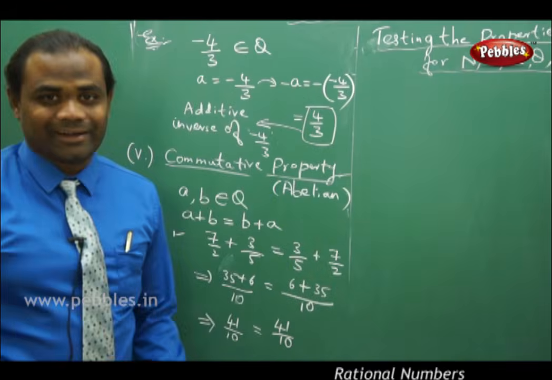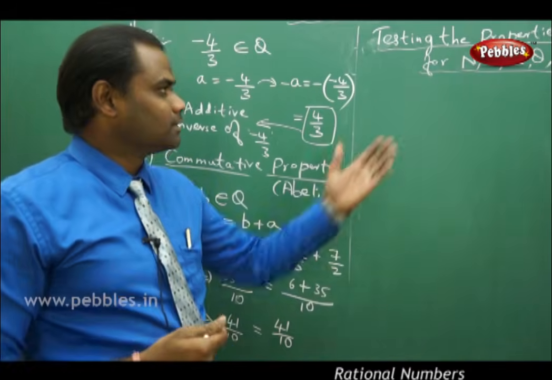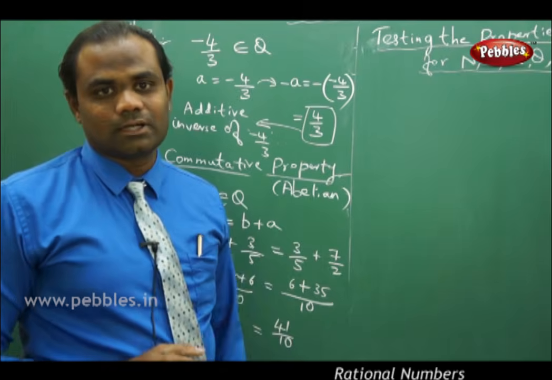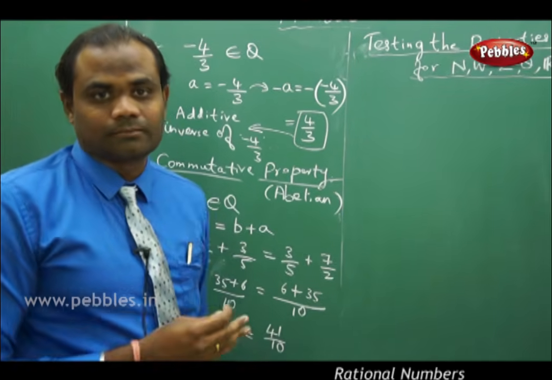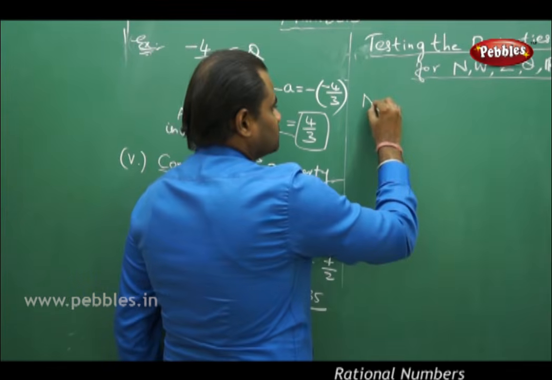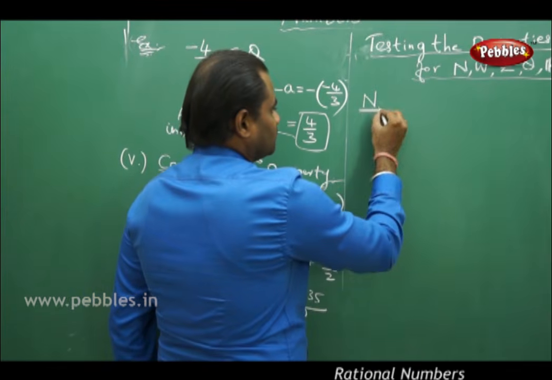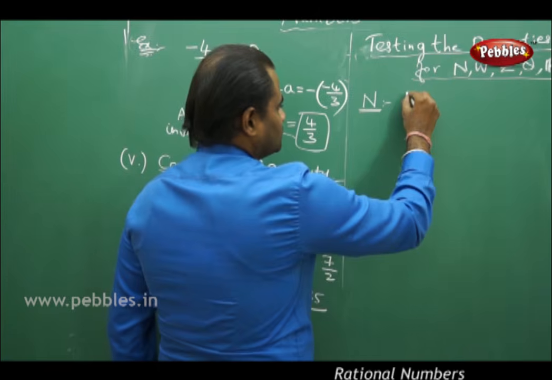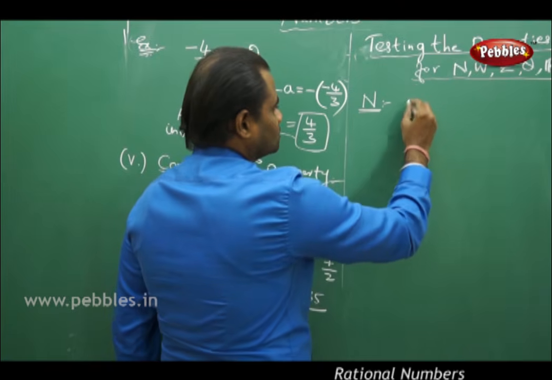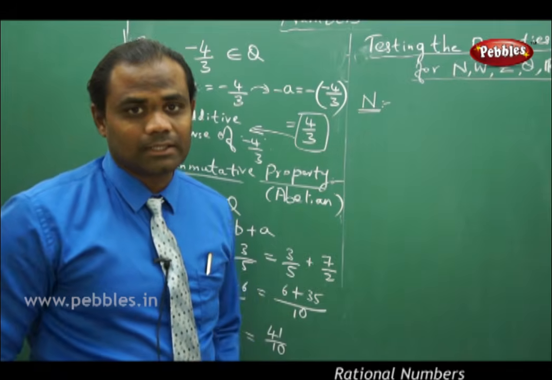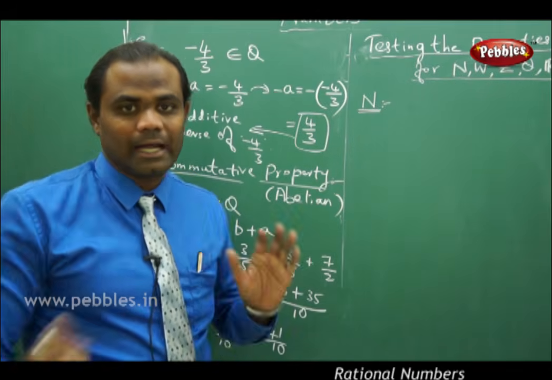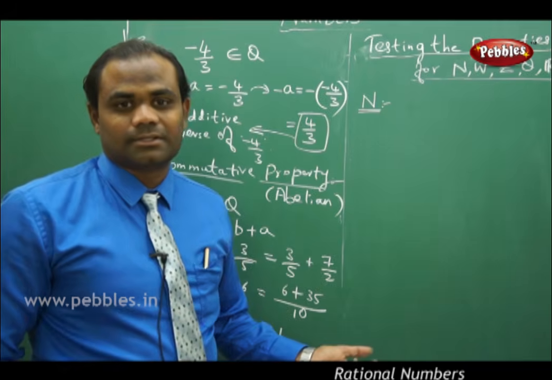So we'll see how we can randomly test. Let's not go in brief, but we'll see whether all properties are holding for each of N, W, Z, Q, and R. So let me start with natural numbers, which are denoted with N. Now in this case, let me just identify the closure property. So does closure property satisfy in natural numbers? Yes, you take any two natural numbers and add them, you get back the natural number.